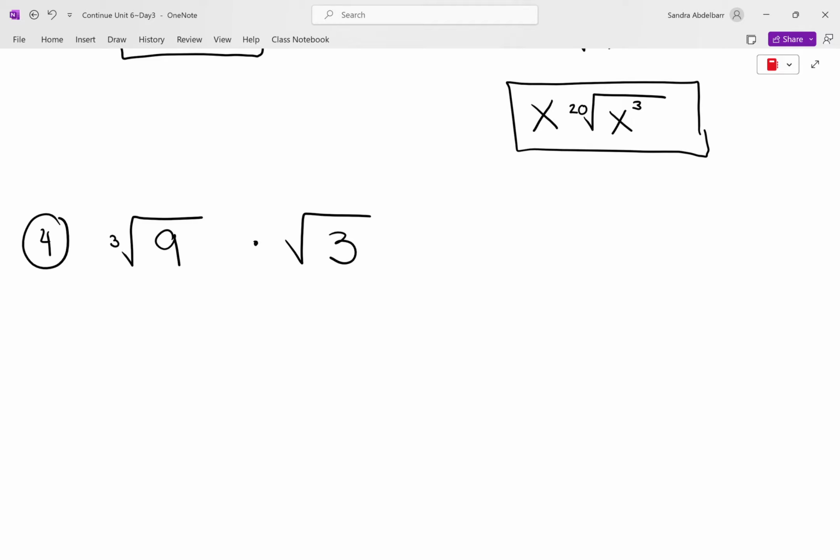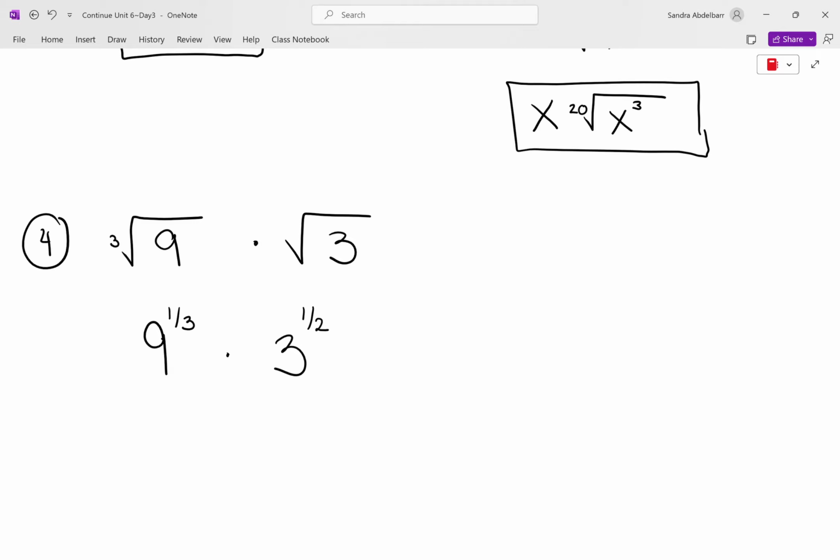Can I multiply these? How many people say yes, we can multiply them? How many people say no? Good, why no? Because their indexes are different, right? So what am I going to do? Change it to exponential. So this is 9 to the 1/3 times 3 to the half.